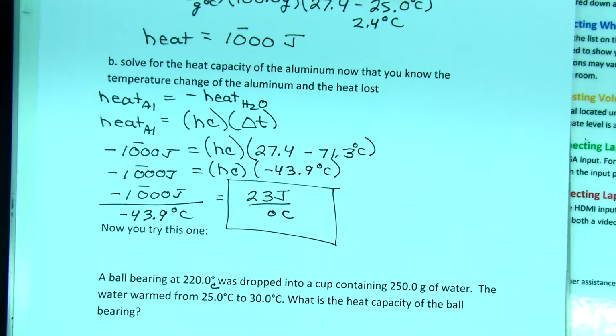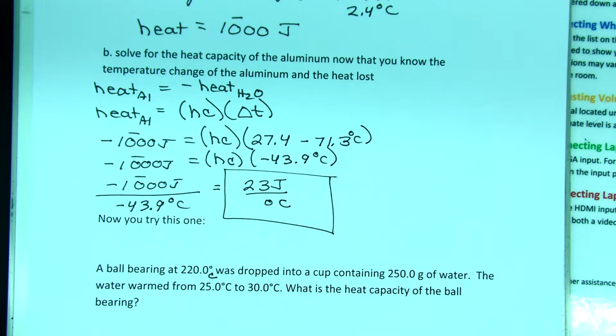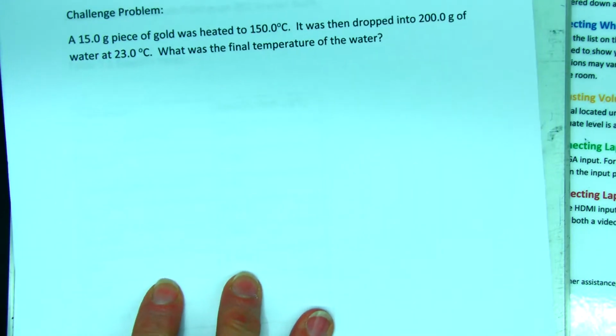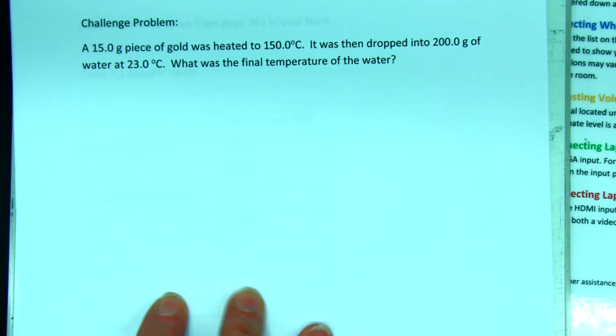Okay. So now, when we look at this problem, this one is quite a bit fancier. We have a 15-gram piece of gold was heated to 150 degrees C. So the gold is now 150 degrees Celsius. We drop it into 200 grams of water at 23 degrees. What's the final temperature of the water? This one is different because we don't know the final temperature.